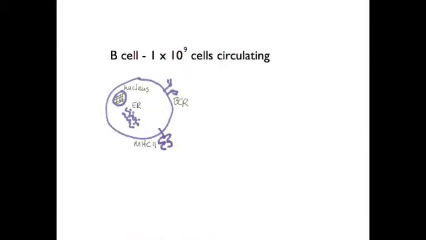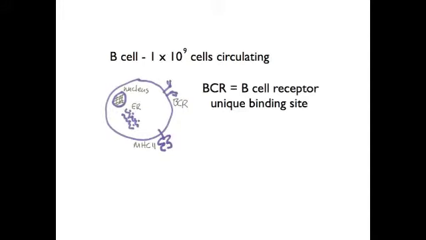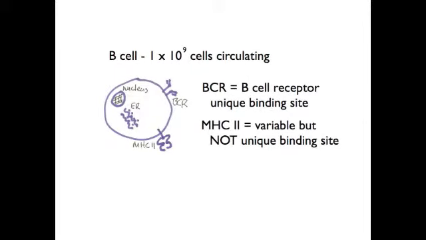Let's take a closer look at B cells. Here's one of the 1 billion circulating naive B cells. It has a nucleus and endoplasmic reticulum, as well as a BCR, or B cell receptor, which is the surface expression of the antibody with its unique binding site that will eventually be secreted by the clone of B cells.